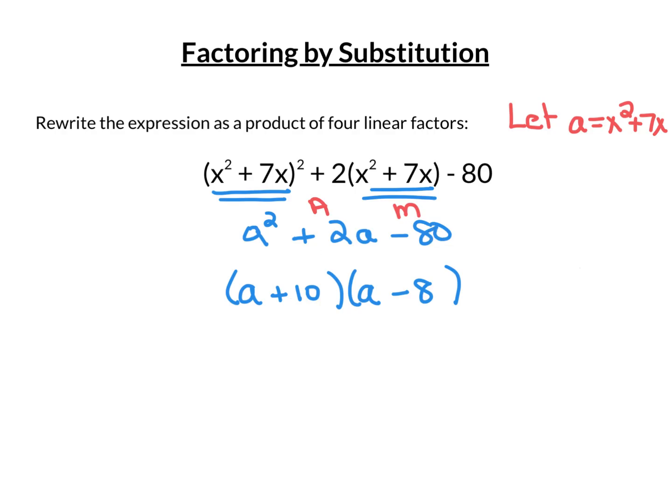Okay, but if you look at the directions, it says rewrite the expression as a product of 4 linear factors. So first of all, we only have 2 factors. And also, look, this has an a. Or these have a's, I should say. Our original problem doesn't. But isn't a equal to x squared plus 7x? So can I take those a's and rewrite them as what they originally were, the x squared plus 7x, right? And then I'll bring down this plus 10.